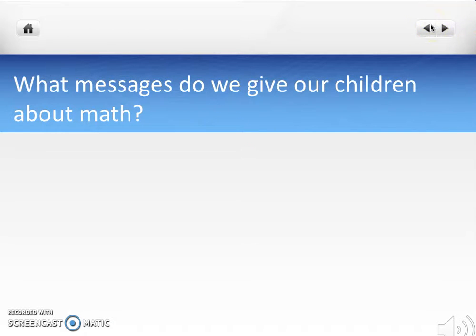Now that we have seen some of the main visual models and bridges, the last topic I want to talk about is how to cultivate a mindset in your child that will lead to success in math. What messages do we, teachers, parents, the media, society at large, pass on to our kids about math?